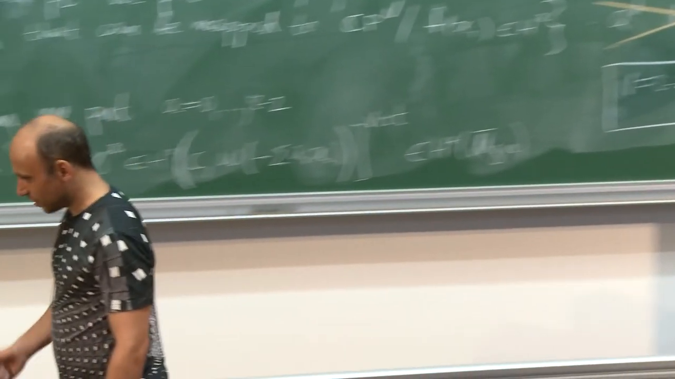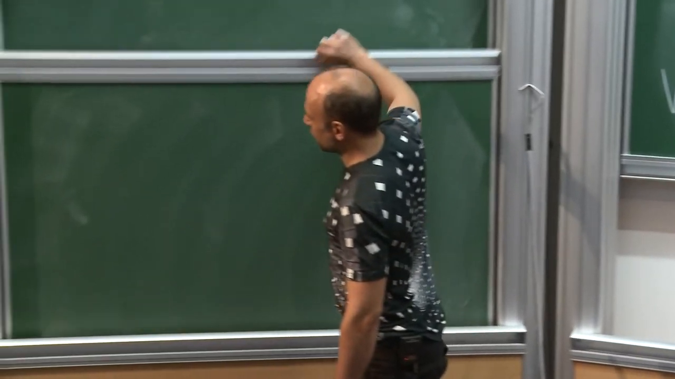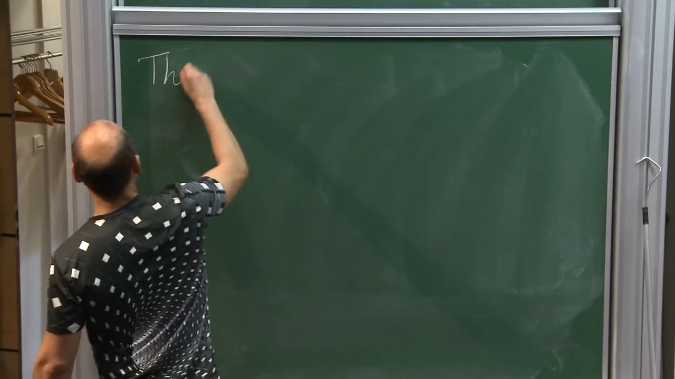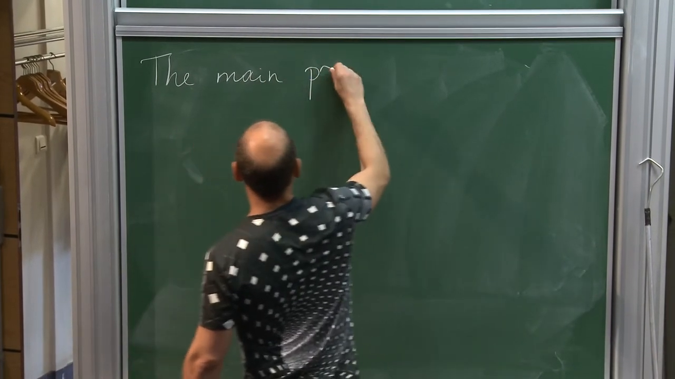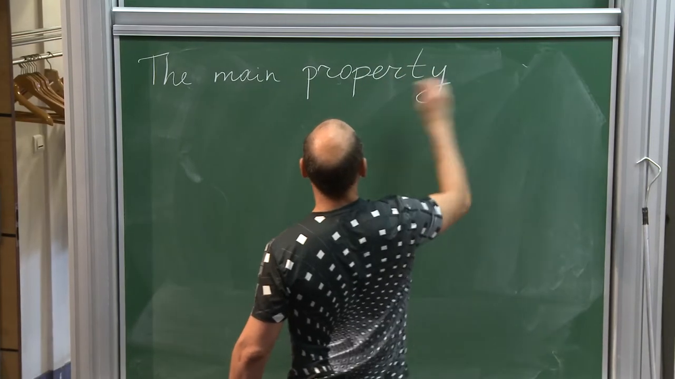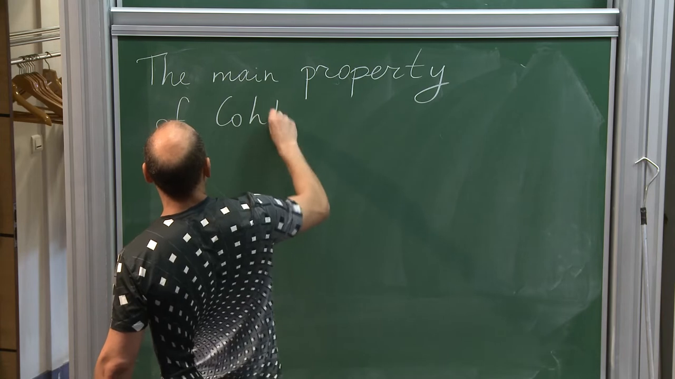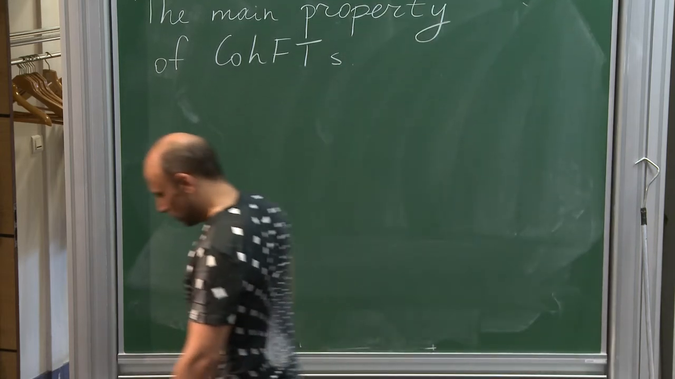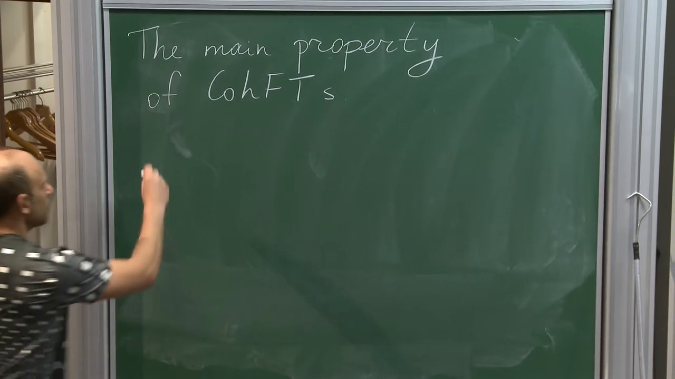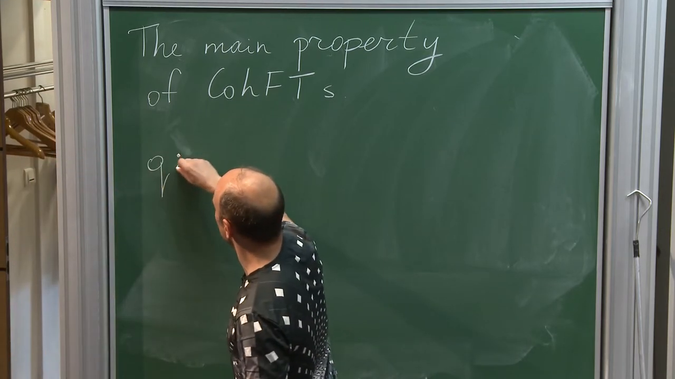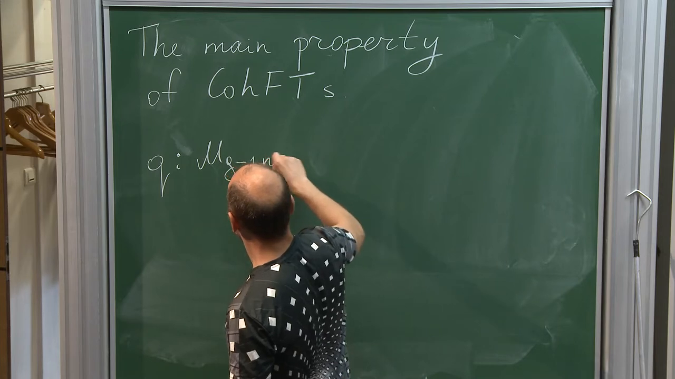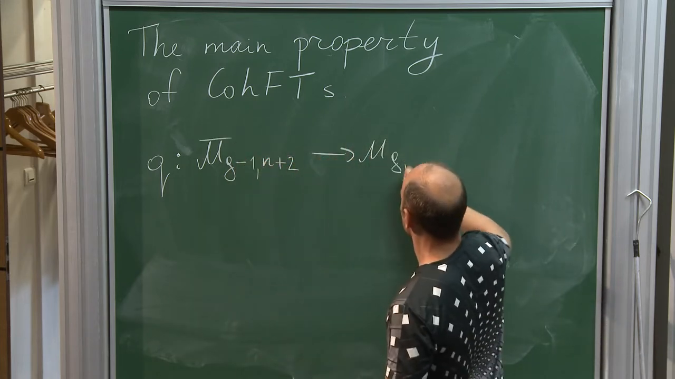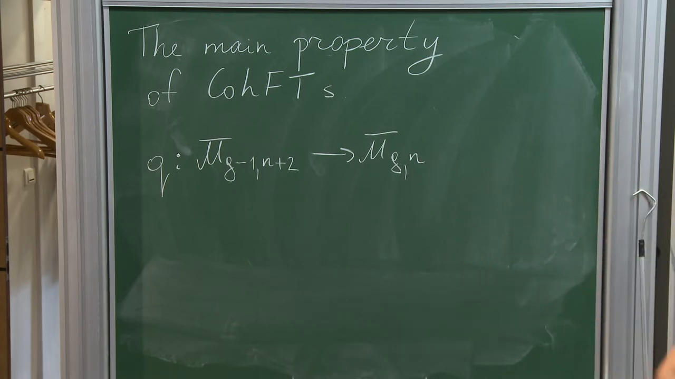And now I will write the main axiom. So cohomological field theories have several axioms. I will write one main axiom, the main property of cohomological field theories, that's the factorization property. So there's a map Q from M_{g-1,n+2} bar to M_{g,n} bar. That is obtained by taking a stable curve with genus g minus 1 with n plus 2 marked points and gluing the last two marked points together.